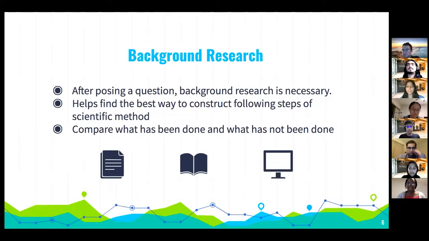After we pose a question, the next step in the process is background research. This will help us gain more information on our topic and conduct the best possible experiment. We can also compare what has been done before and what has not been done. This will make sure that the experiment provides new results and we are not just repeating information that is already known.